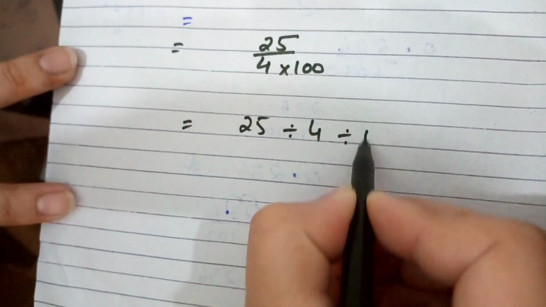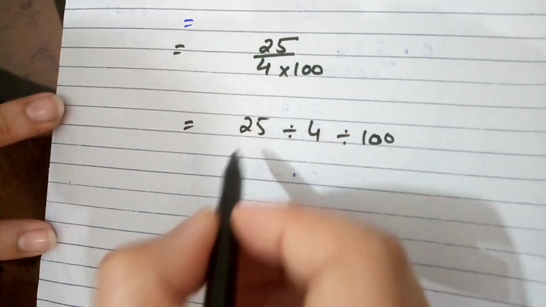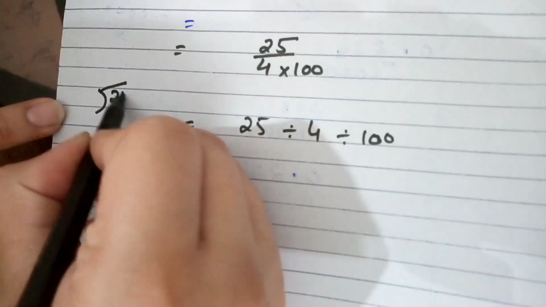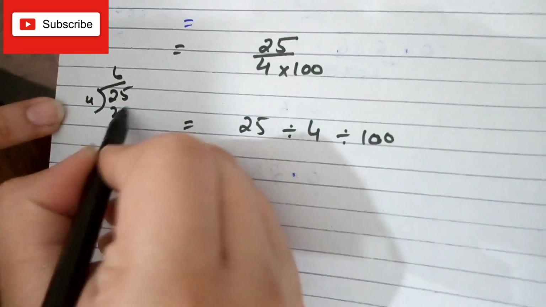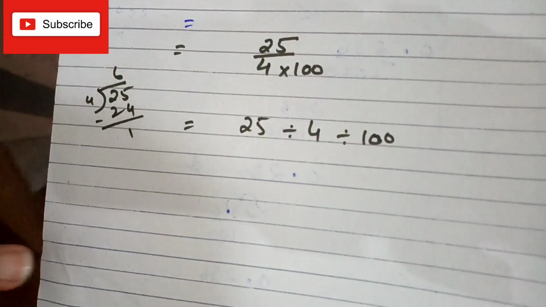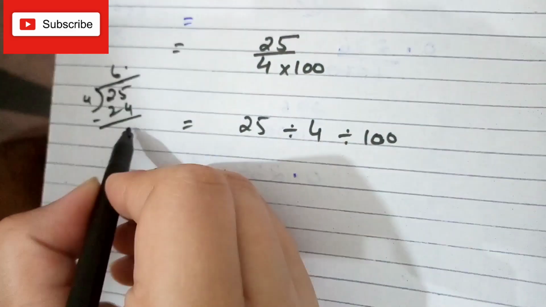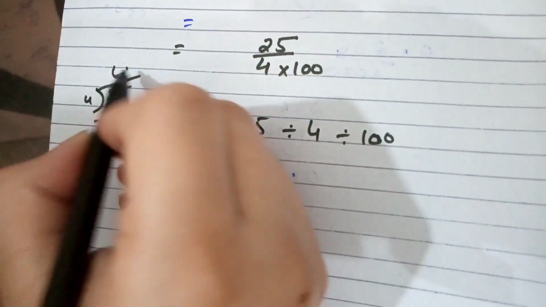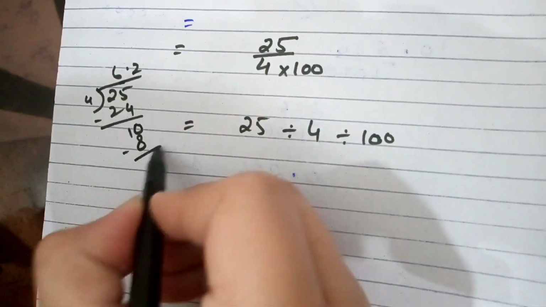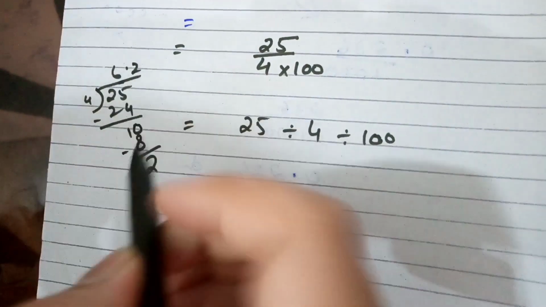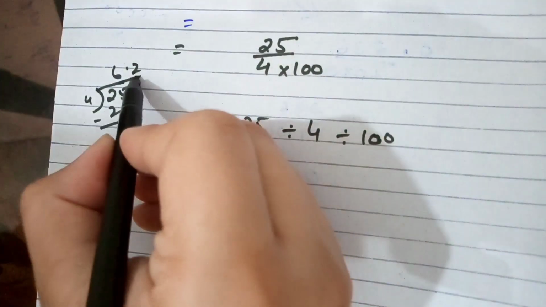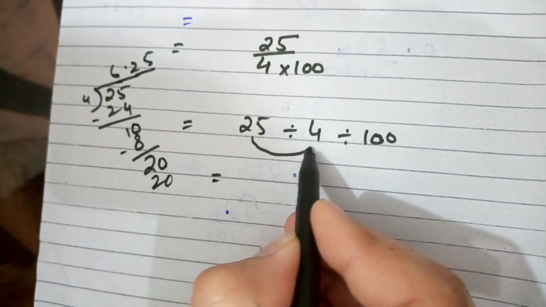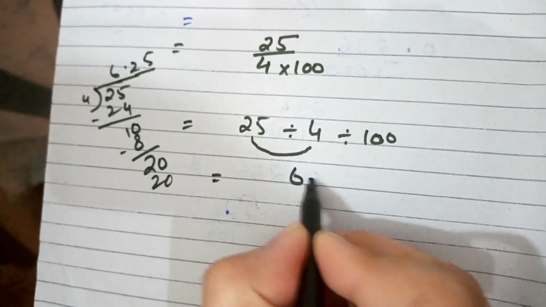4 divided by 100. So firstly we divide 25 with the 4. 4 sixes are 24. Then we have 1 here. When we put the point, it becomes 10. Now 4 twos are 8. Again we have 2 here. So by using the 5 we put 0 here, and 5. 4 fives are 20. So when we divide 25 and 4, we get the answer 6.25.